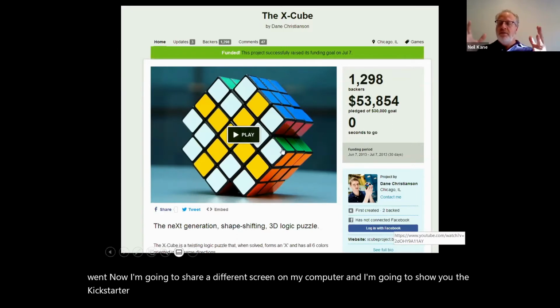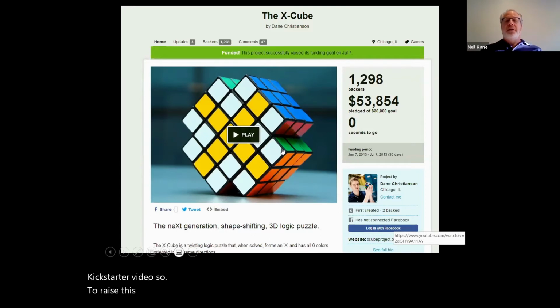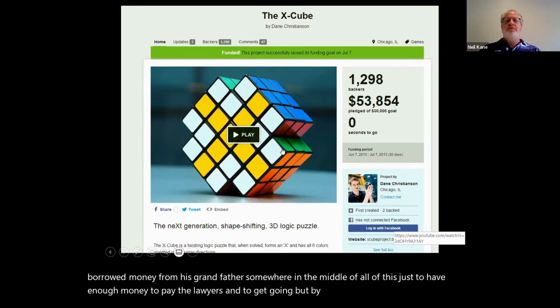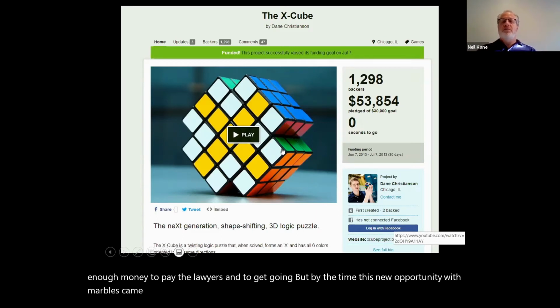So to raise this $50,000, and by the way, it's illustrative and important to know too, Dane actually borrowed money from his grandfather somewhere in the middle of all of this, just to have enough money to pay the lawyers and to get going. But by the time this new opportunity with Marbles came up, he needed on the order of about $50,000. And the way that he approached that was to launch a Kickstarter campaign.